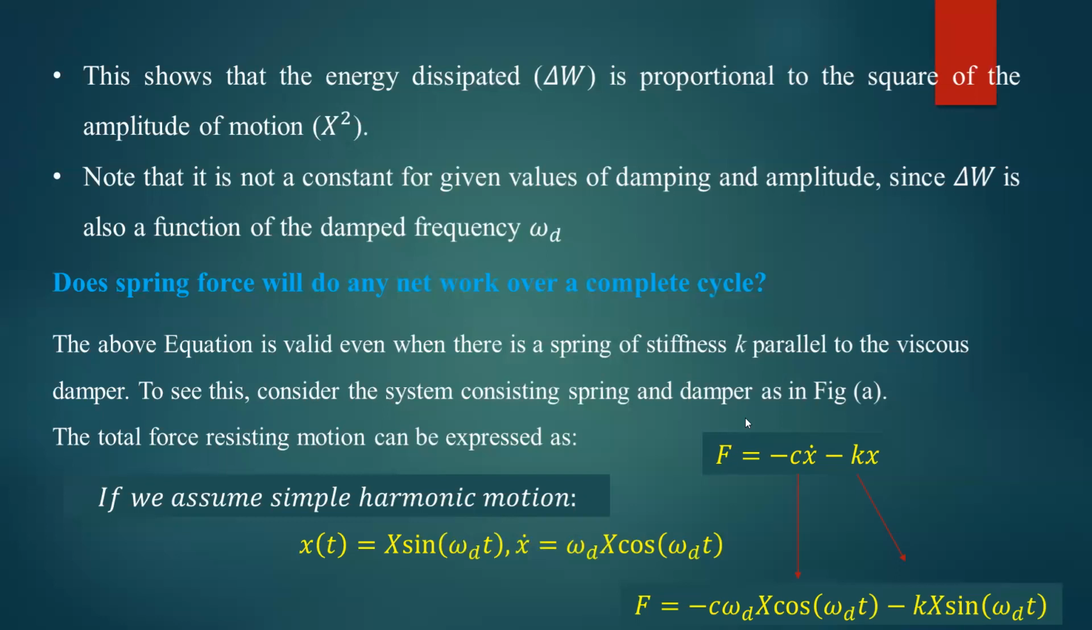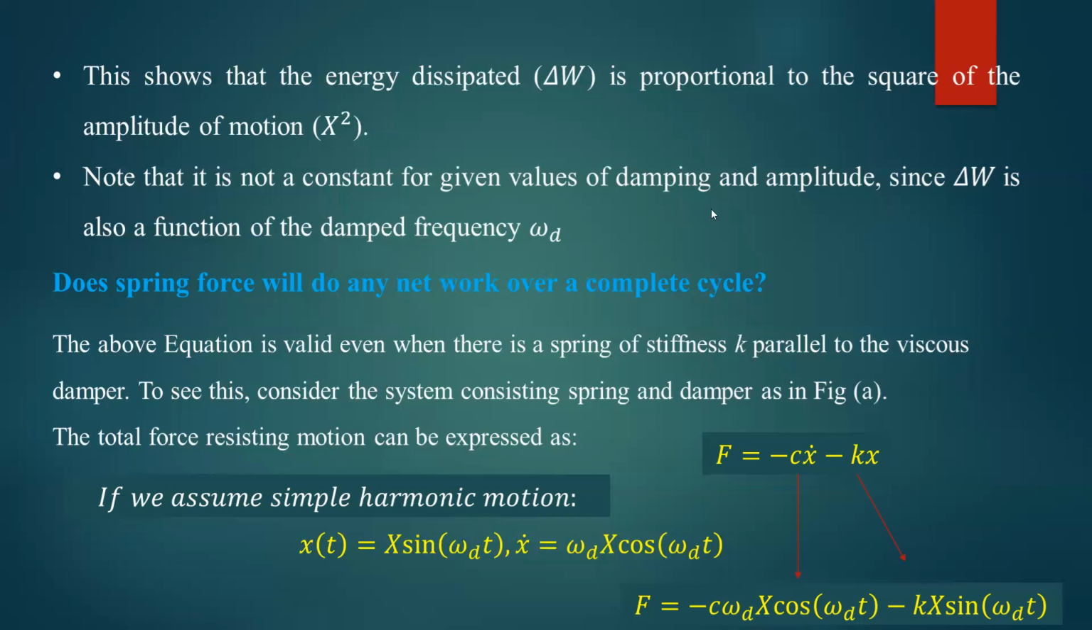This shows that the energy dissipated ΔW is proportional to the square of the amplitude of the motion. So the amplitude of the motion affects it as a square. Note that it is not a constant for given values of damping and amplitude, since ΔW is a function of the damped frequency ωd. So it is not the natural frequency, but the damped frequency.